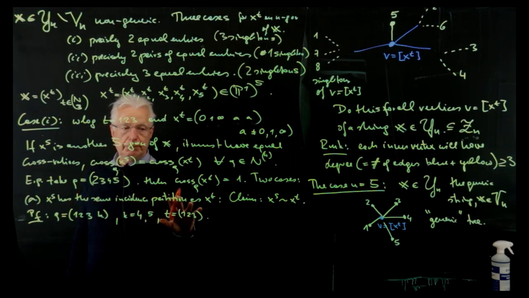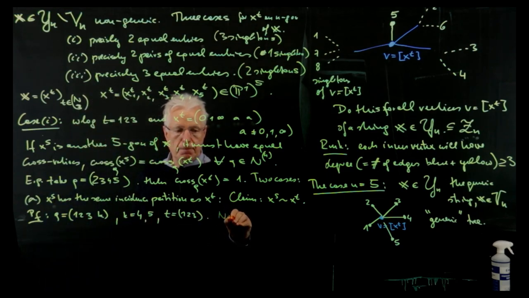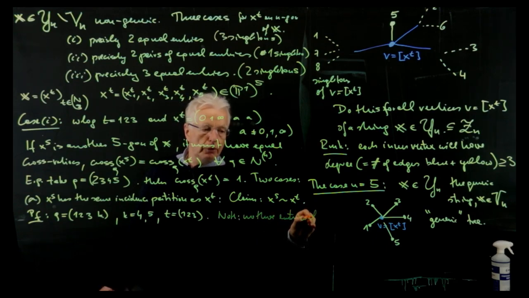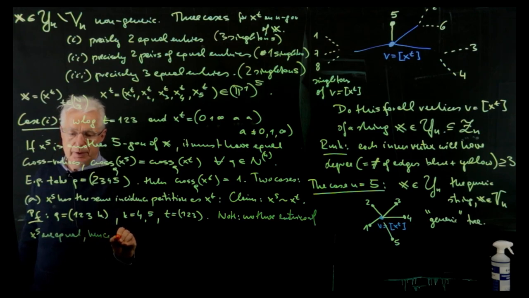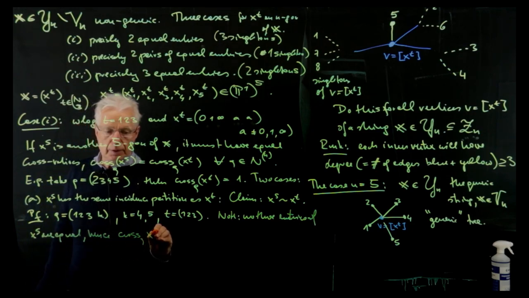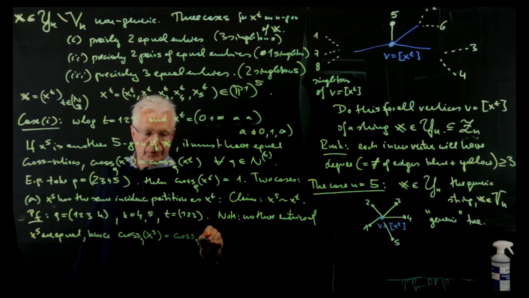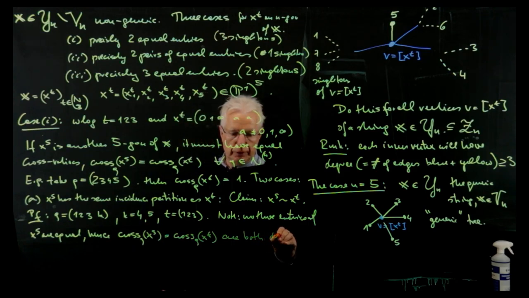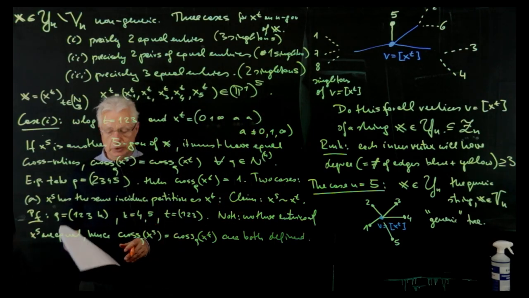As XS has the same incidence partition as XT, we see that in XS, no three entries are equal. Note, no three entries of XS are equal. Hence, the cross ratio is defined, and this must be equal to the cross ratio of XT, both defined. So we really do have this equation. Recall, the cross ratio is not defined if three of the respective entries are equal.